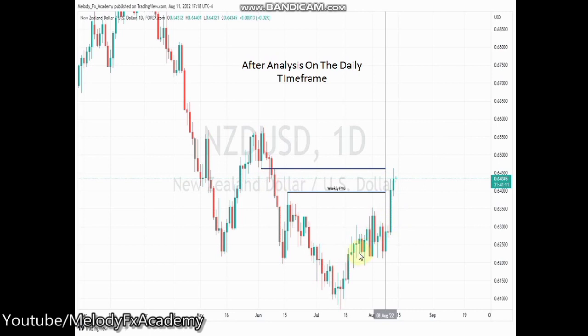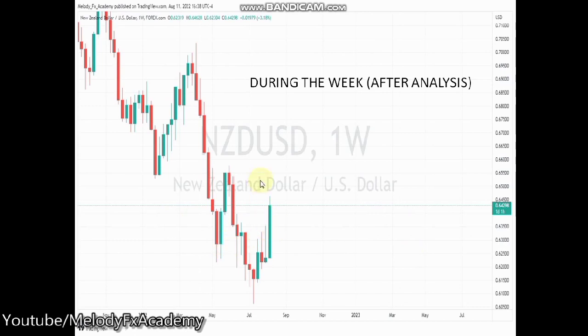Okay, that is where market conditions and market environment come in, but the purpose of this is to make it easier for us. So by understanding the weekly fair value gap only, that should be enough to frame a setup for a week. Okay, so now this was during the week. After analysis, you can see on the weekly time frame price indeed reached for that fair value gap, which we had anticipated on a weekend.